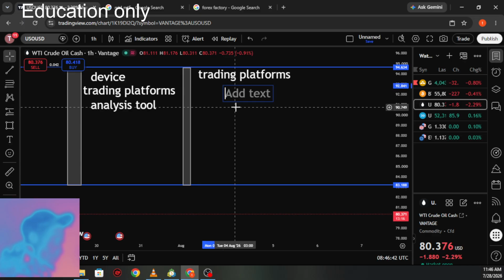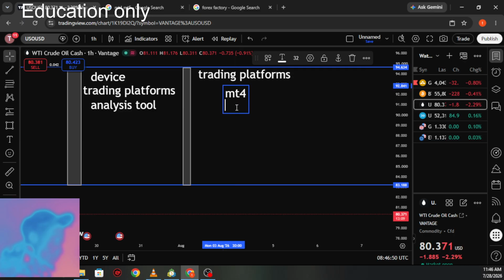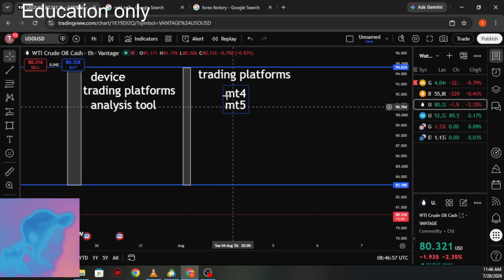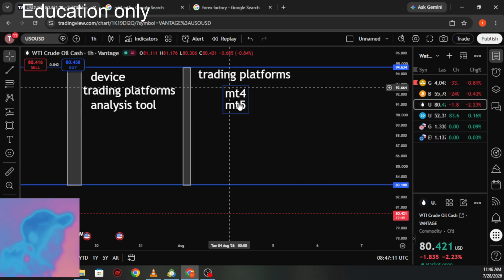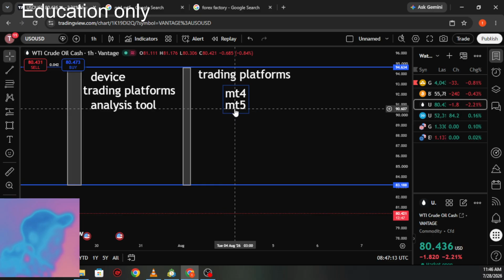So the first one, when it comes to trading platforms, we have MT4, and we have MT5. So these are your trading platforms. This is where you're going to execute your trades. If you want to buy, you can't do it with your device alone without a trading platform. So you're going to use MT4 or MT5. For me, I use MT5.